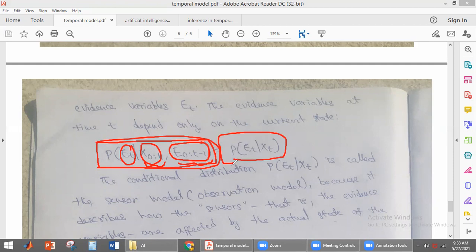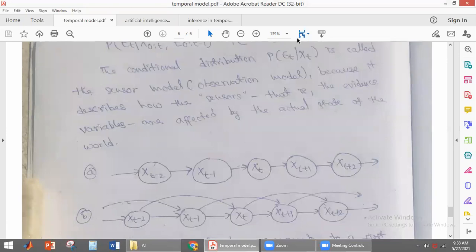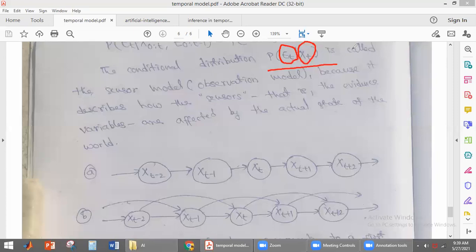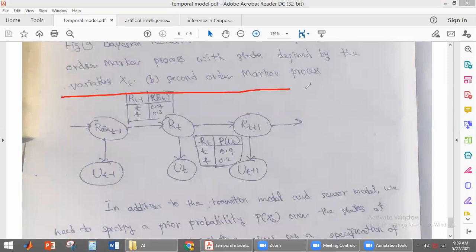This conditional distribution, that is probability of Et given xt, is called the sensor model or observation model. In the sensor model or observation model, the evidence variables are affected by the actual state of the world. Et is the evidence variable at time t, and it is affected by the actual state variable at that time. This way of representation is called the sensor model or observation model. Now if you see this, this is the sensor model figure, students. All of you just see this slide.